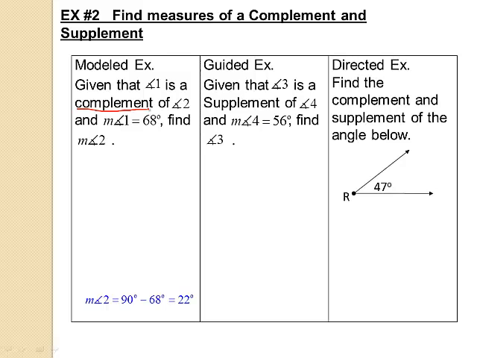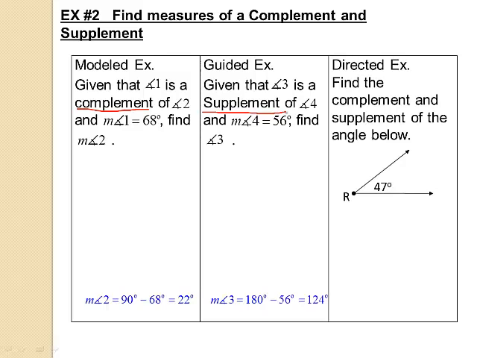In the guided example, you are given that angle 3 is a supplement of angle 4, and the measure of angle 4 is 56 degrees. Again, we have supplement as the key word. That means it adds up to 180 degrees. So all you do is 180 minus 56 gives you 124.